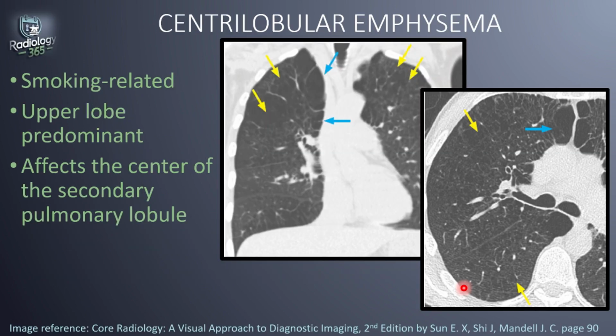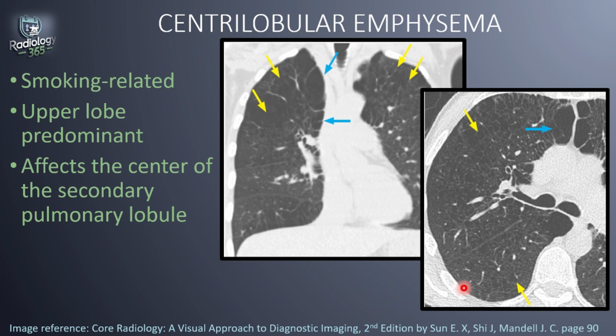Centrilobular emphysema is a smoking-related lung disease. Centrilobular emphysema predominantly affects the upper lobes, like in respiratory bronchiolitis interstitial lung disease, which is another smoking-related lung disease, as we saw earlier. Centrilobular emphysema primarily affects the center of the secondary pulmonary lobule.